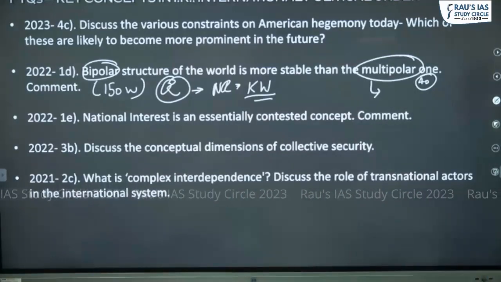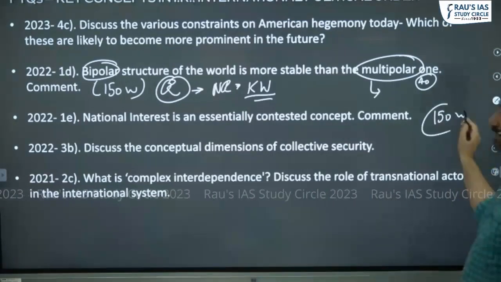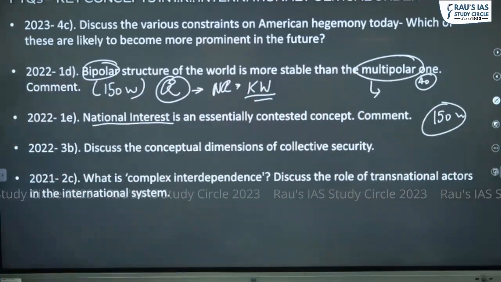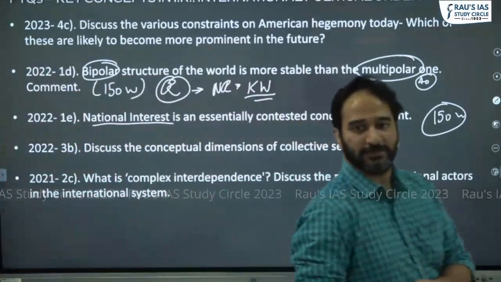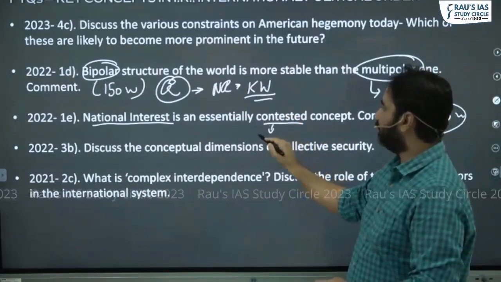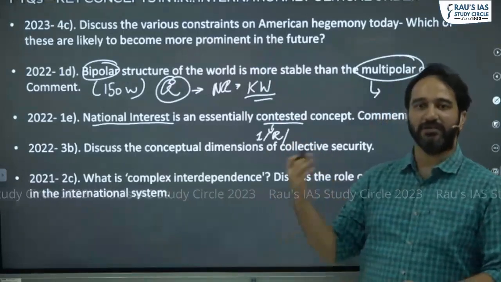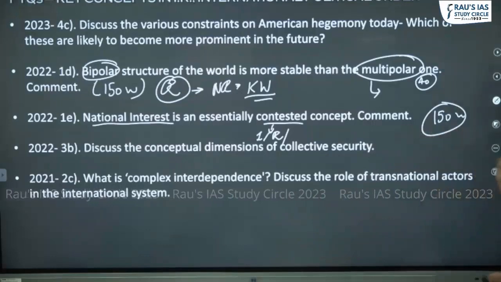National interest is an essentially contested concept. How would you start the introduction? Again, 150 words. What is national interest? And how is it contested? Yes, so you can talk about what the contest is between. You can bring in the idealist argument. You can bring in the realist argument. You can bring in other thinkers also, but I don't think you would be able to because it's 150 words.